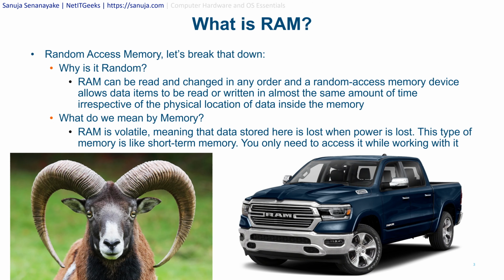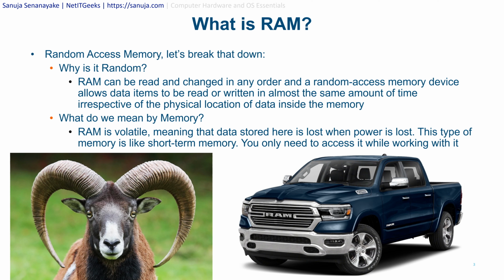So what is RAM? Let's take the term random access memory or RAM and break it into two pieces. RAM is random because it can be read and changed in any order, and a random access memory device allows data items to be read or written in almost the same amount of time, irrespective of the physical location of data inside the memory. So basically it is random because it allows you to read and write to it without any specific sequence. It can be randomly written or read from its memory.